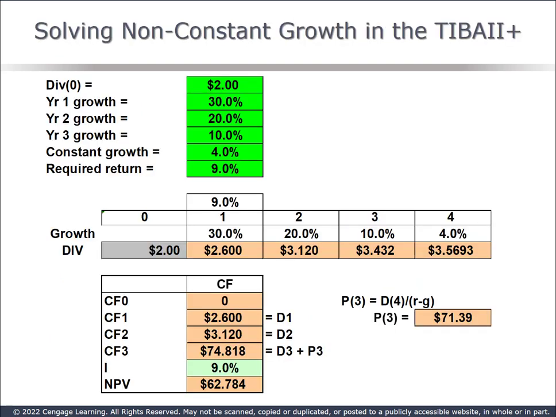Once you have the timeline set up correctly, you can use the cash flow worksheet in your calculator to find the stock price. Remember how to handle the horizon value of the stock at the end of the non-constant growth period. In this example, cash flow 3 is equal to dividend 3 plus the value of the stock at time 3, P3. CF0 will always be 0 since the current dividend, D0, is history, and it's irrelevant in finding the current stock price.